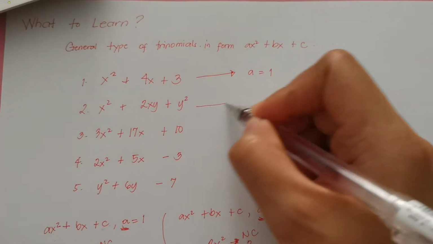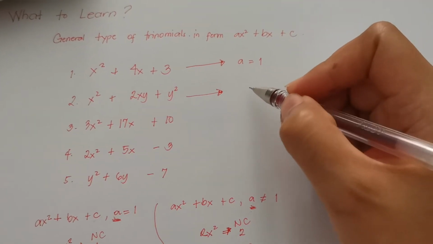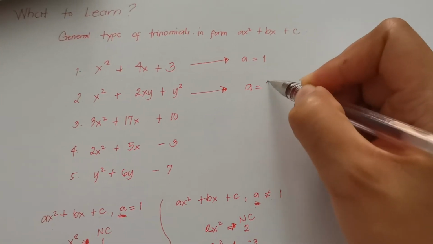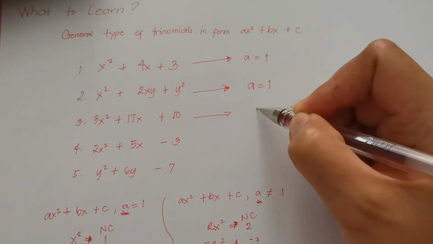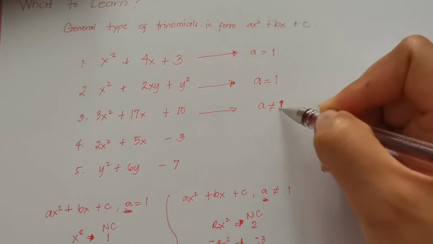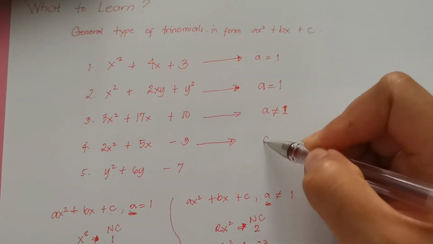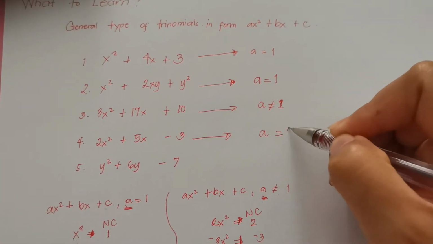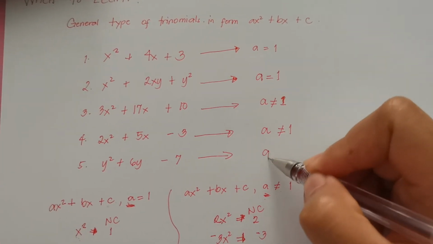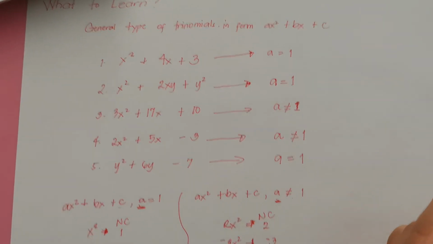In number 2, how about in number 2? Is a equal to 1 or a not equal to 1? Okay, the correct answer is a is equal to 1. Number 3, a is not equal to 1. Because the coefficient is 3. In this question, a is not equal to 1. Because 2. In this form, a is equal to 1. So we have here, question.